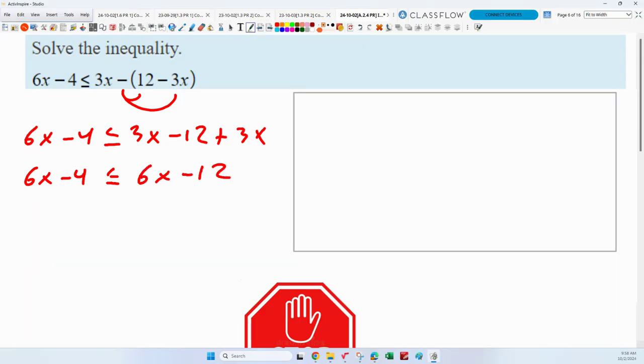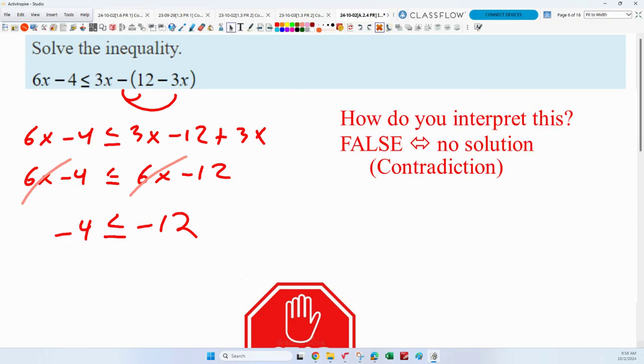Everybody agree? If I subtract the x's, both 6x's go away, right? And I get the inequality negative 4 is less than or equal to negative 12. True or false? That is false. Okay, so if it's false, how do we interpret that? Yeah, no solution. Okay, the variables went away, so it doesn't matter what you pick. It's false, so it's never going to work.